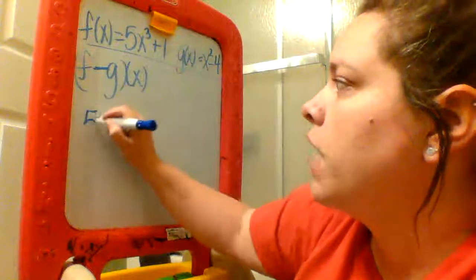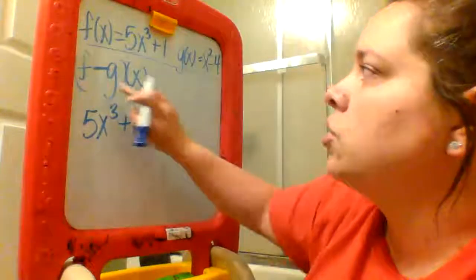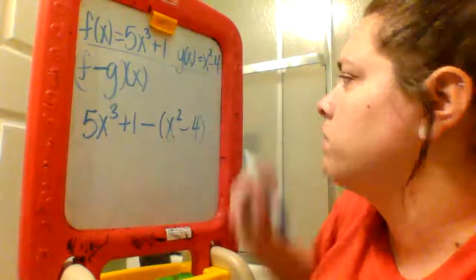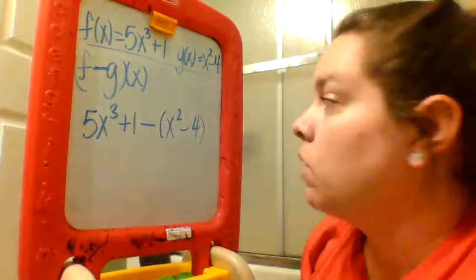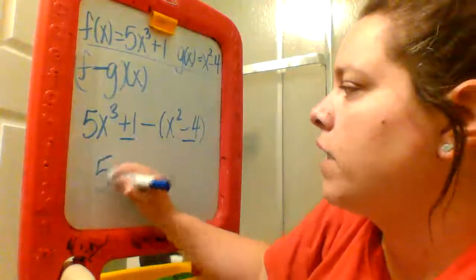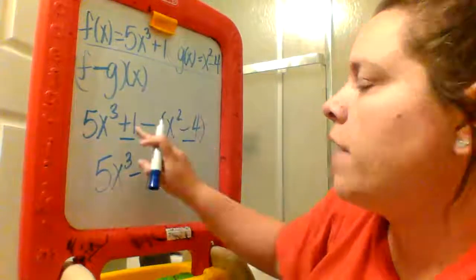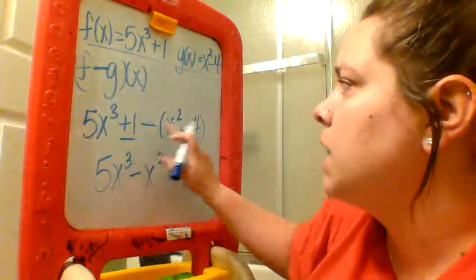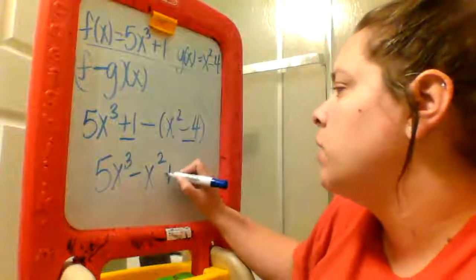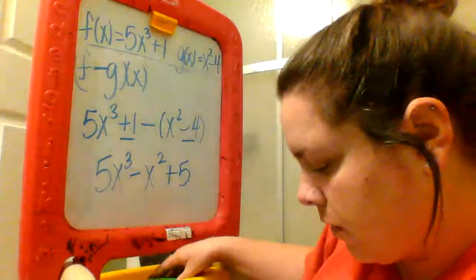So I'm going to take function f, 5x cubed plus 1, and I'm going to subtract g, which is x squared minus 4. All right, so like terms would be these numbers again, but it's subtraction. So it's going to be 5x cubed, and then minus the x squared. And then this is positive 1 minus negative 4. So 1 minus negative 4, which is 1 plus 4, which is 5.